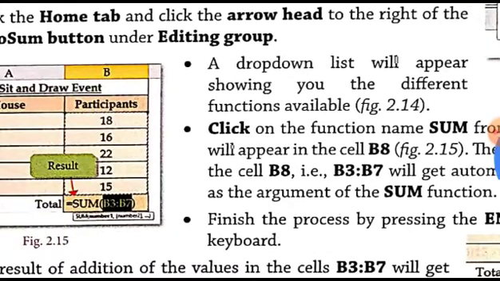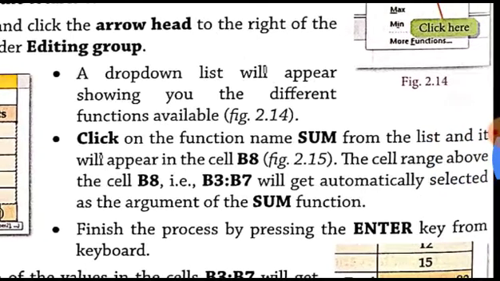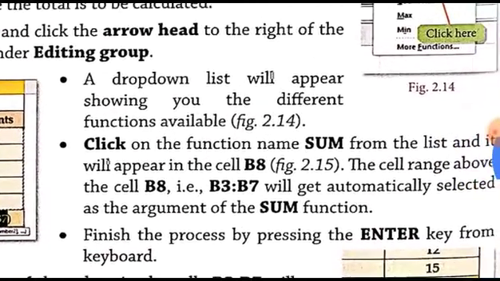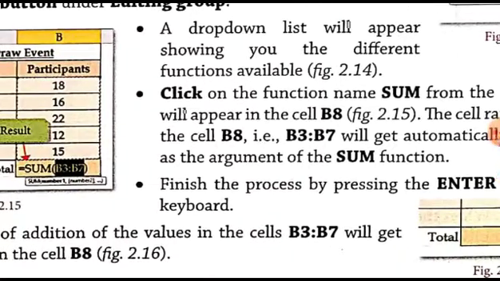If you see in the figure, as soon as you click on that, the sum function will appear in cell B8. The cell range above B8, that is B3 to B7, will get automatically selected as the argument of the sum function. The cell range from B3 to B7 which you want to sum will be passed as the argument to this sum function.